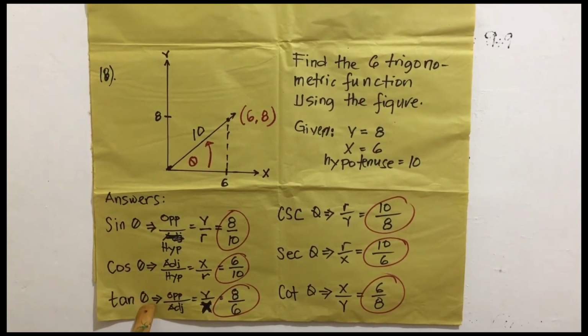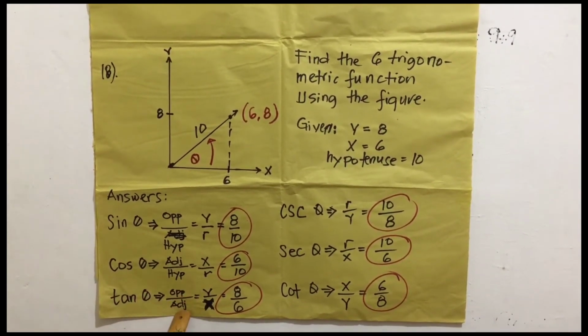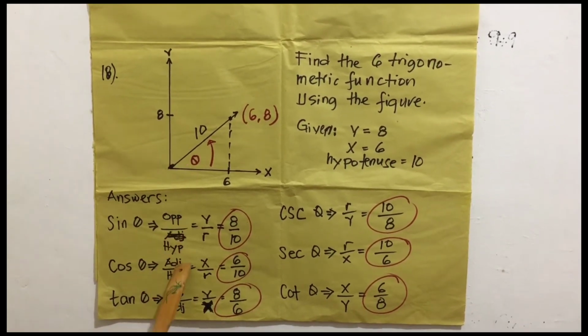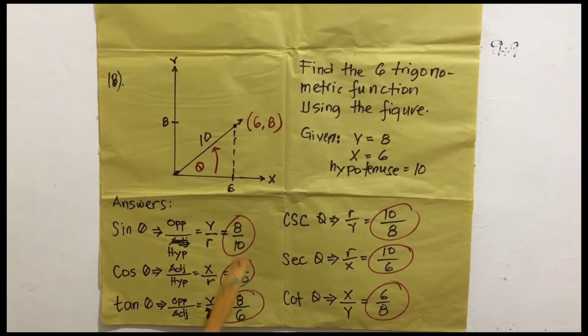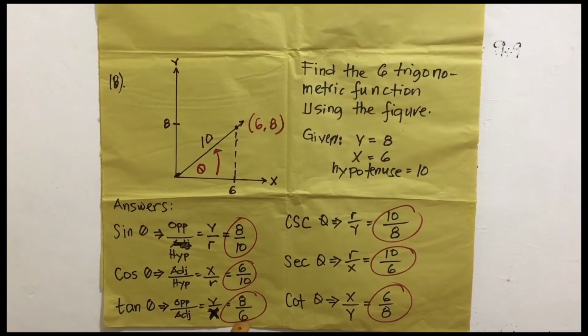And for the tangent, we have the formula opposite over adjacent. So this is the opposite and this is the adjacent. So we have 8 over 6.